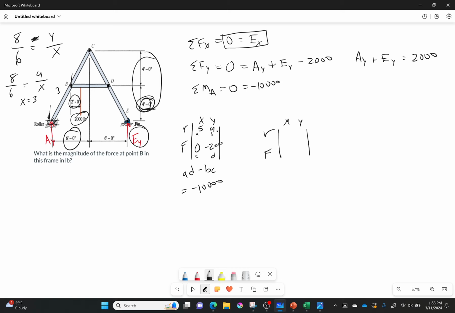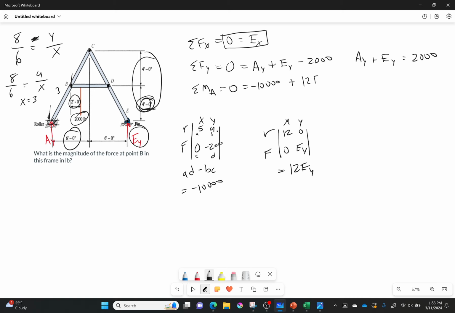Now I've got to do EY. So distance in the x direction is going to be 12. Distance in the y is 0 for that one. That's pretty easy. Force in the x direction is 0. Force in the y is just EY. You can use variable names here too. It's completely fine. AD minus BC is equal to 12 EY.